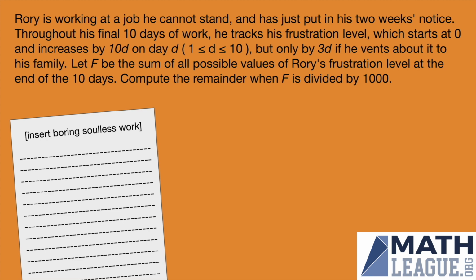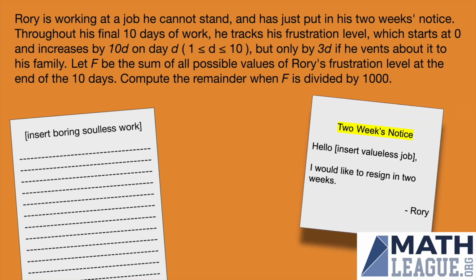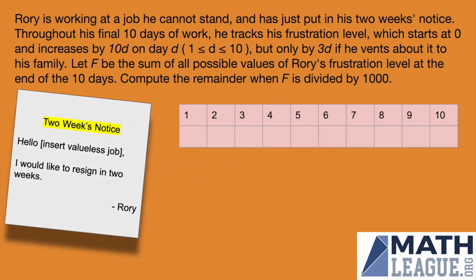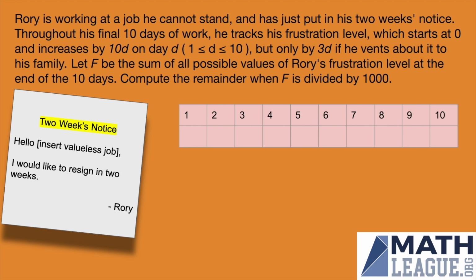Okay, so Rory is working at a job he cannot stand and has put in his 2 weeks notice. Throughout his final 10 days of work, he tracks his frustration level, which starts at 0 and increases by 10D on day D, but only by 3D if he vents about it to his family. So let F be the sum of all possible values of Rory's frustration at the end of the 10 days. Compute the remainder when F is divided by 1000.